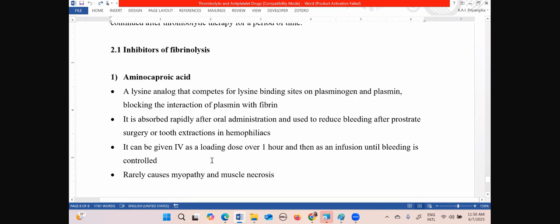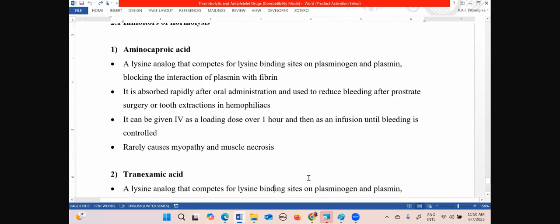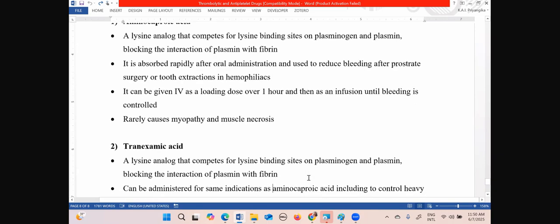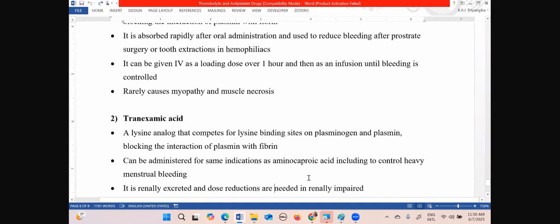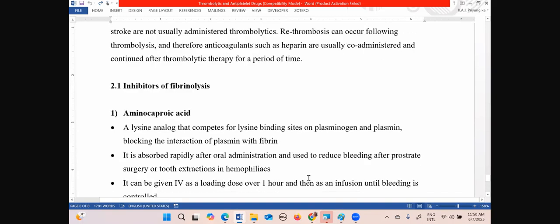It can be given IV as a loading dose over 1 hour and then as an infusion until bleeding is controlled. It can rarely cause myopathy and muscle necrosis. So we have another drug, tranexamic acid.